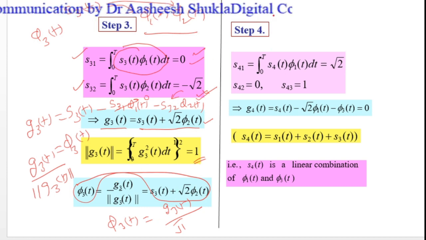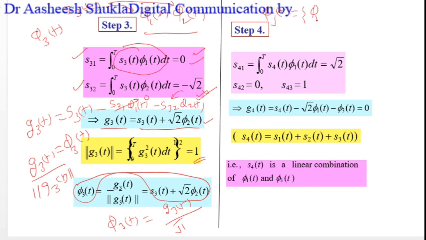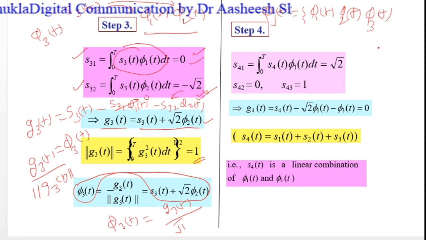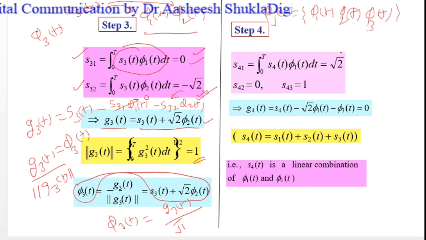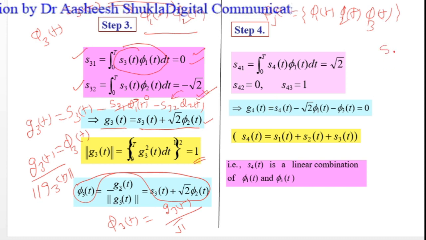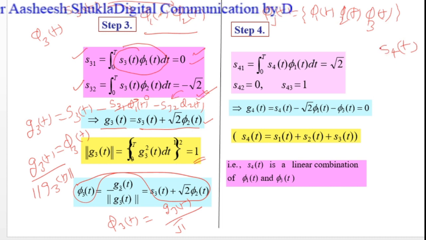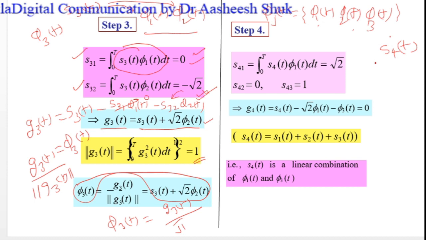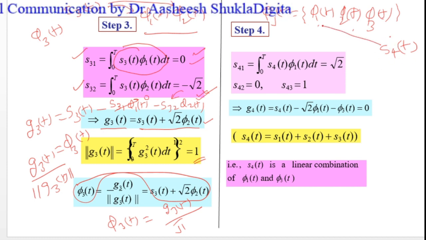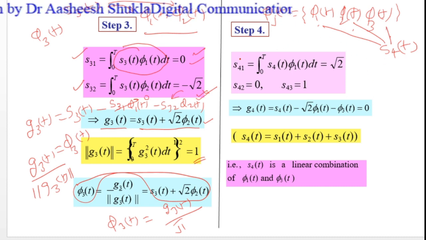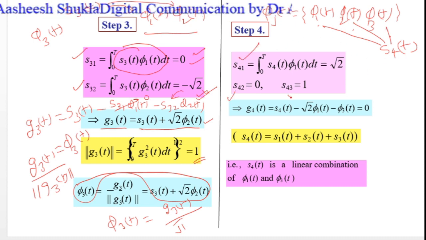Now in your phi vector set, you have found phi 1(t), phi 2(t) and phi 3(t). Now we have to find phi 4(t). To calculate phi 4(t), the input signal is S4(t). Because phi 1(t), phi 2(t), phi 3(t) are all available to us, we have to take the projection of S4 on phi 1, S4 on phi 2 and S4 on phi 3. So we have to find S41, S42 and S43.